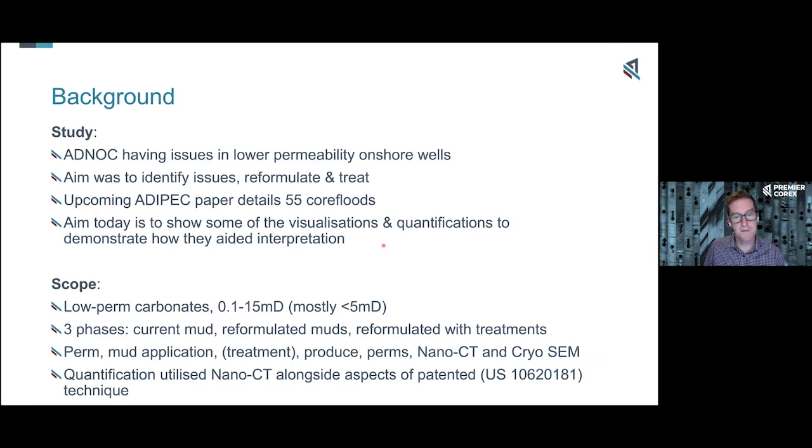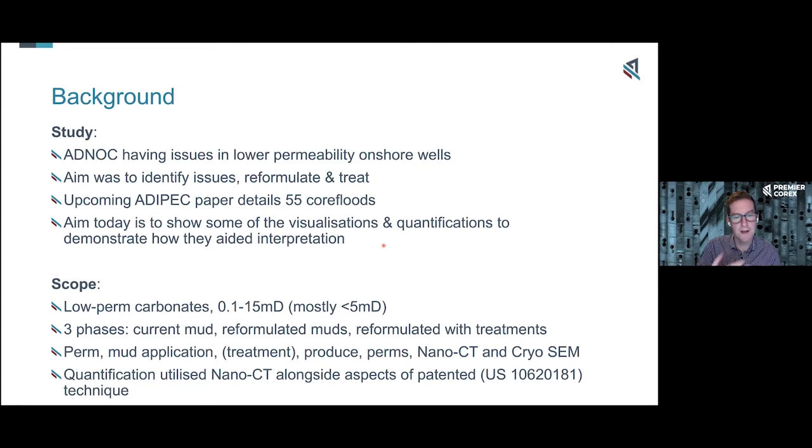And we looked at 3 different sets of fluids. We looked at their mud that they were currently using in the field, their current formulation as it was, to see if it was good or not, or to see if it was causing damage or not. Then once we discovered what the issues were, those muds were reformulated with that in mind, alongside some alternative mud from vendors. And then we also tried them with treatment fluids. So I'm just going to show you a couple of bits of data from them.